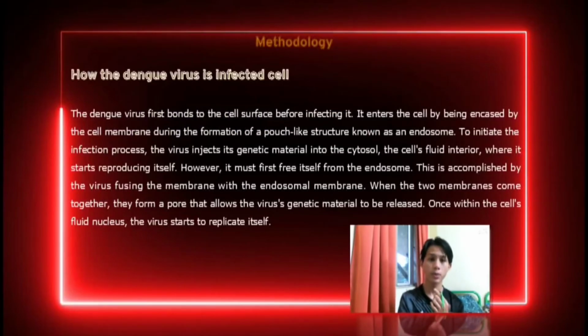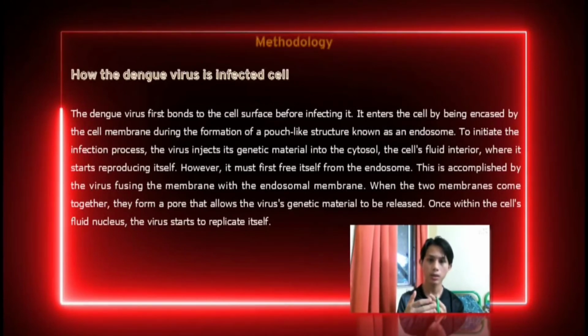The dengue virus is bound to the cell surface before infecting it. It enters the cell by being encased by the cell membrane during the formation of a pouch-like structure known as an endosome. To initiate the infection process, the virus injects its genetic material into the cytosol, the cell fluid interior.